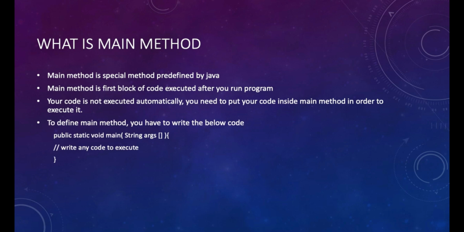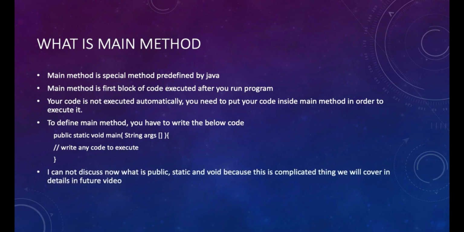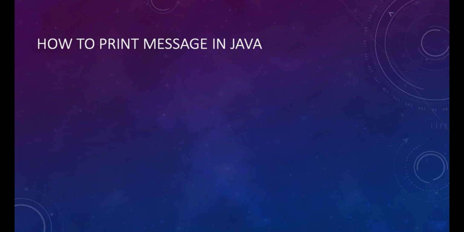To define the main method, you have to write the below code. Public static void main. This is the special way Java has defined it for the developers. I cannot discuss now what is public, static and void because this is a complicated thing. We will cover this in detail in a future video. Now how to print a message in Java. To print a message in Java, we write System.out.print. That's it.